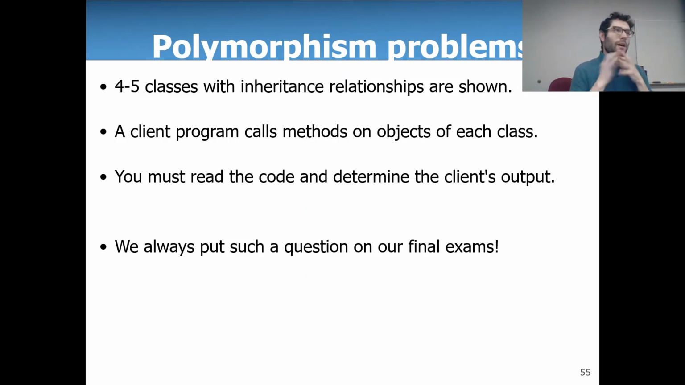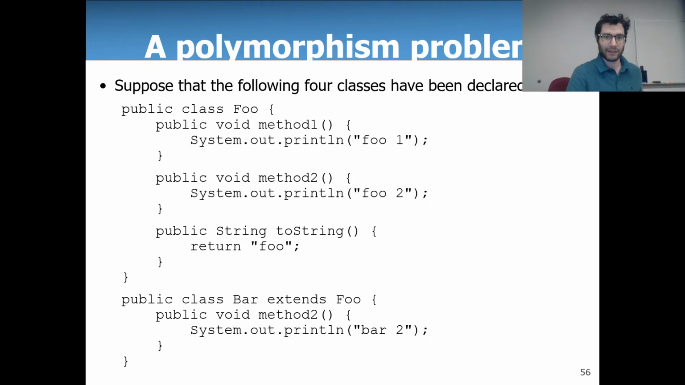Typically, you'll see a bunch of classes that are put together. You have some client class that calls a bunch of objects, and then you have to read the code and figure out what the output is. They're almost always like this on the final exam, where we've got a class called foo. It's got method 1, method 2, and toString, and typically they're not more complex than that. Method 1 prints out foo1, method 2 prints out foo2, and toString prints out the class. Okay, that makes sense, right? Foo isn't too intense there.